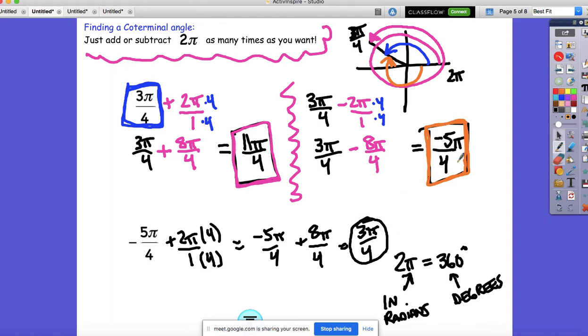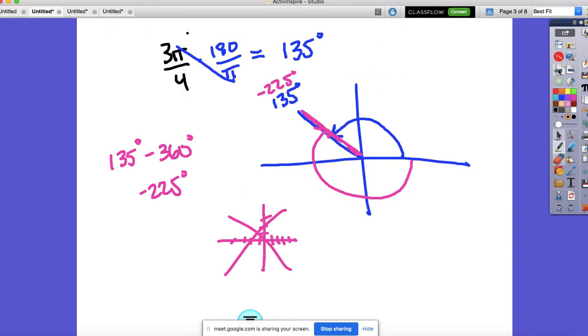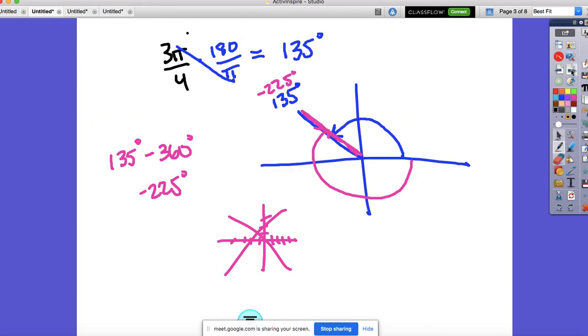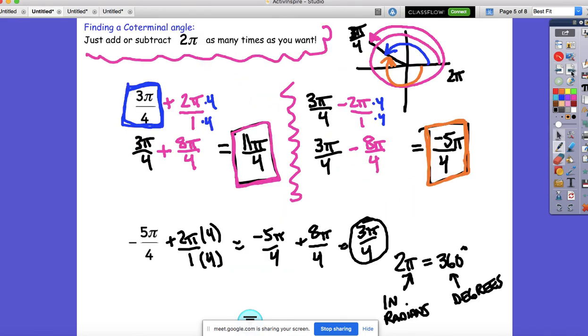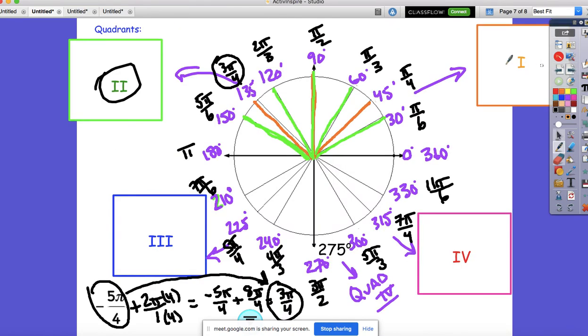So that's all you're doing in the homework is getting coterminal angles. So if you're in degrees, just add or subtract 360. If you're in radians, just add or subtract 2 pi. Make sure you get a common denominator. And then the only other thing is figuring out what quadrant you're in. That's all the Google form is going to be today.